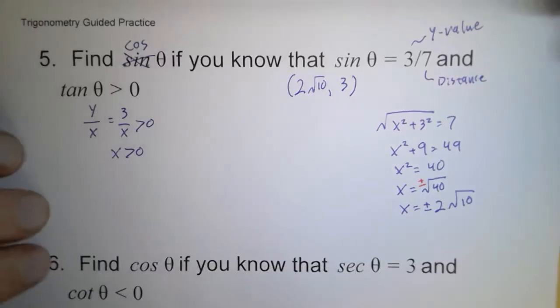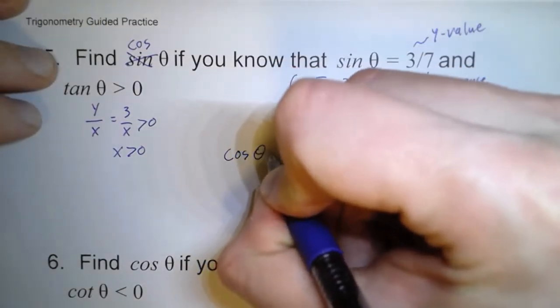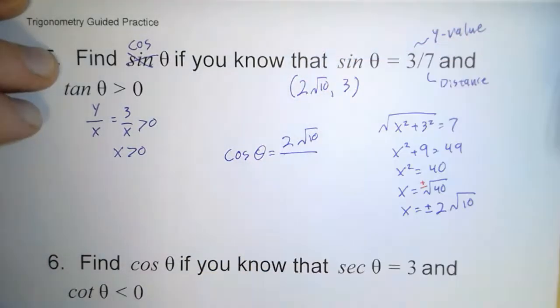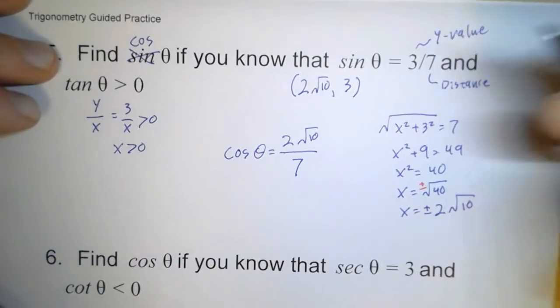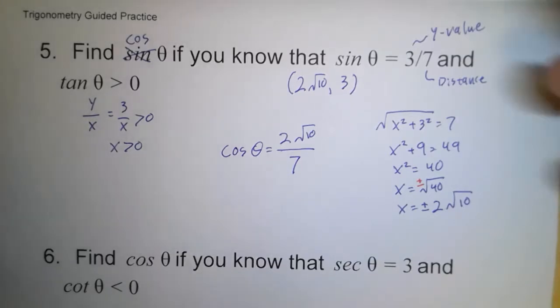So now, if we want cosine, then cosine of theta is the x value we found, 2 square root of 10, all over the distance, which we had up here with sine. It's 7. All right.